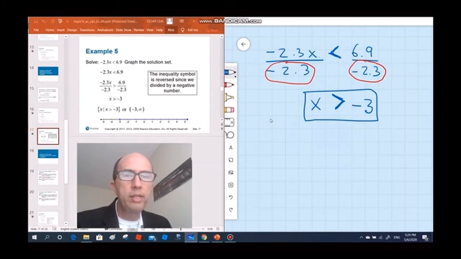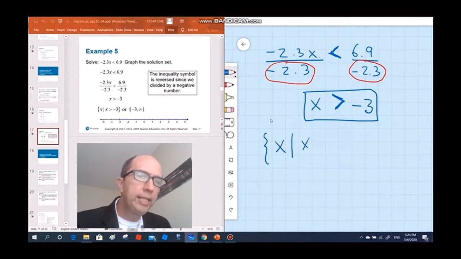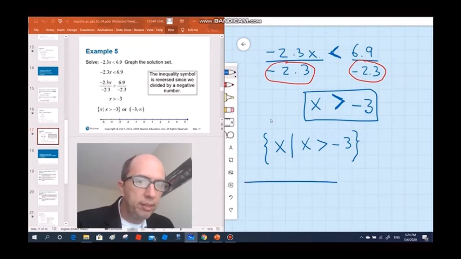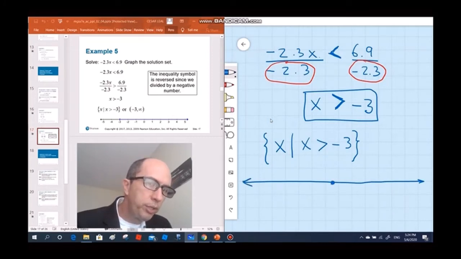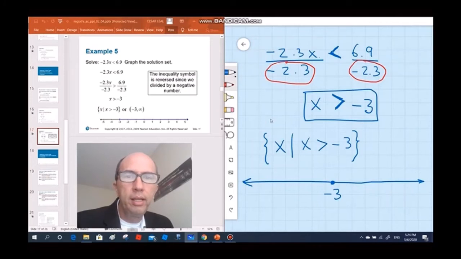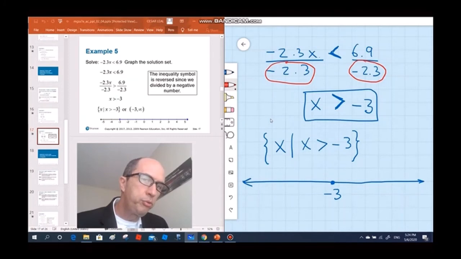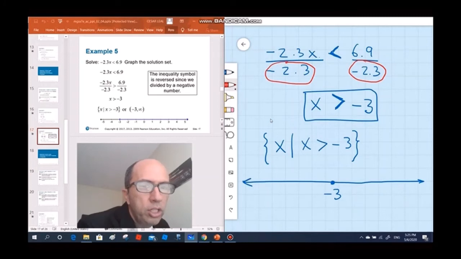Okay, write down this solution. Set notation is the set of x such that x is greater than negative 3. Or using the graph notation, don't forget the arrows, and this point here is going to be negative 3. Let's get a different color. Is negative 3 part of the solution or not? No, because there's no equal sign here, right? Is greater than negative 3, not greater or equal.